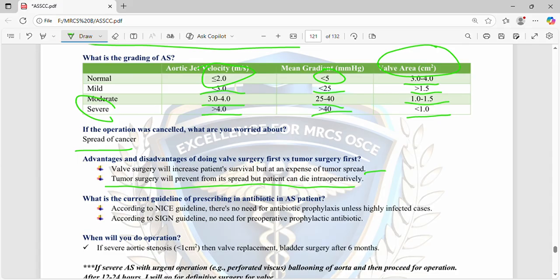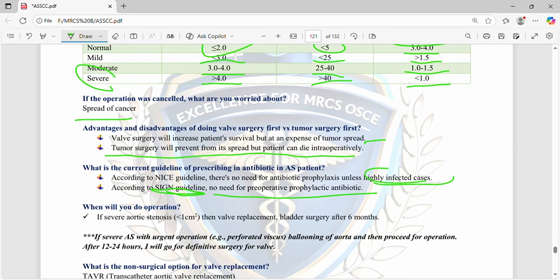What is the current guideline for prescribing antibiotics in aortic stenosis? So according to NICE guidelines, there is no need for antibiotic prophylaxis unless it is a highly infected case. According to SIGN guidelines, no need for pre-operative antibiotics. What will you do? When will you do the operation?